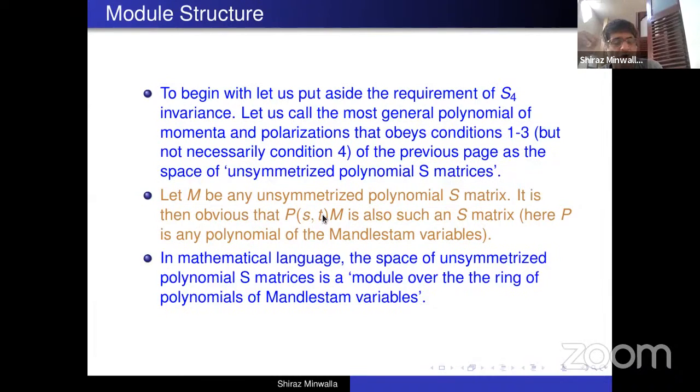Now, whenever you have the structure that if you've got a good object, you can act with polynomials of something and also get a good object, this structure has a name in mathematics. The name is that you've got a module. One place where many of you have encountered modules are Verma modules of the Virasoro algebra. We'll go back to that analogy many times. So at least these unsymmetrized S matrices are modules.